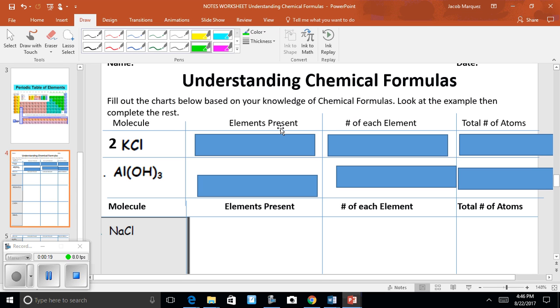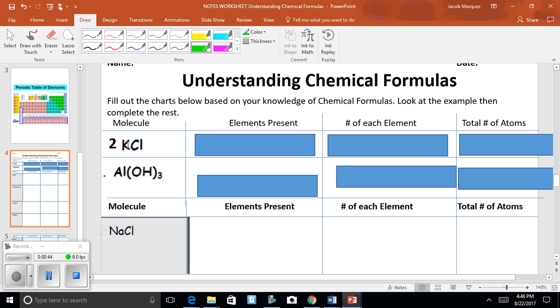All right, so the trick is to figure out what elements are present, what are the number of each element, and what's the total number of atoms that we have present here. Okay, so first things first, we're going to identify what elements we have present here. Now we have a big letter K, and we have a big letter C, and then this is an L. Okay, it's not an I, so it's KCl, little letter l.